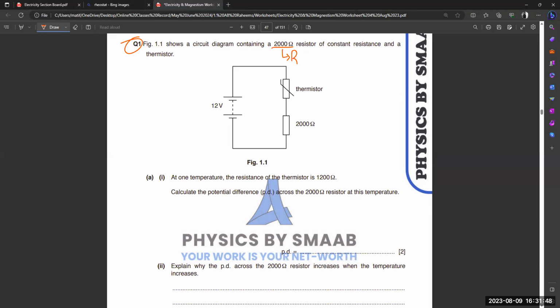Okay, so in this question there is a thermistor and a resistor, both connected in series, so we can observe that the potential difference will divide over here, right? They are asking: at one temperature the resistance of the thermistor is 1200 ohms. This is the value of the thermistor at a specific temperature. They always mention temperature because the thermistor depends upon temperature, right?